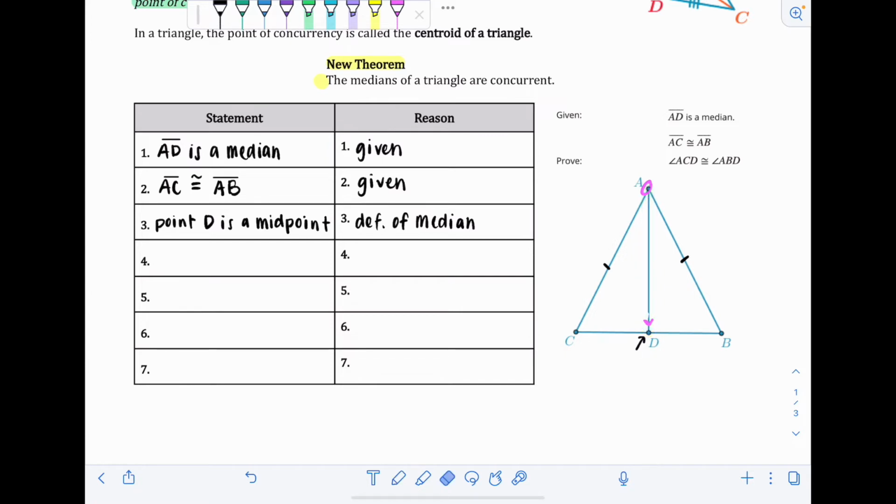And now that we know that D is a midpoint, we can go ahead and say that CD is congruent to DB, that those two sides are congruent to each other, because that's what a midpoint does. So segment CD is congruent to segment DB, because D is a midpoint, and a midpoint cuts a segment into two congruent halves. So our justification would be definition of a midpoint.